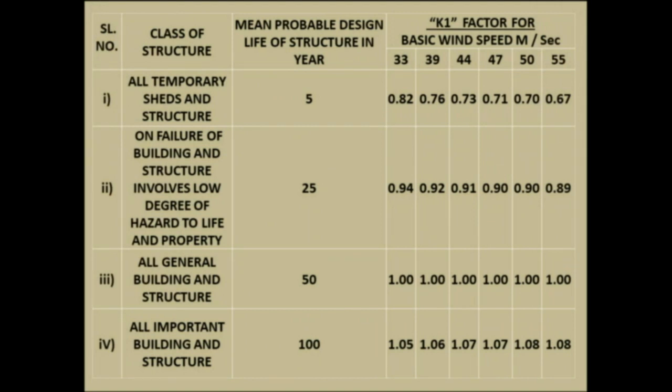Now the K1 factor. The K1 factor is based on the class of structure, mean probable design life of structure in years, and basic wind speed. Our building belongs to the all general building and structure category. Mean probable lifespan is 50 years. Basic wind speed in Kolkata is 50. So our K1 is 1.